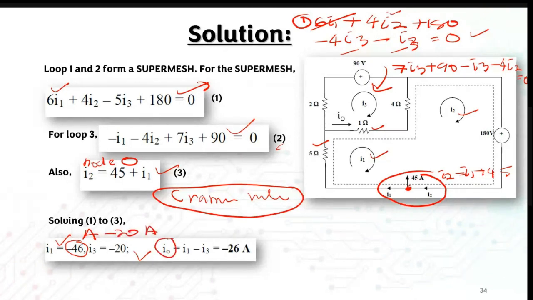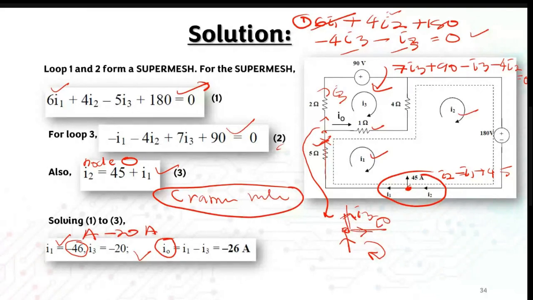And then the question asks you about your I node as well, right? So for your I node, let's just draw this again and look at the current directions. This is I3, and then you have this as your I node. Using these directions, because your loop is like that, your directions are here.